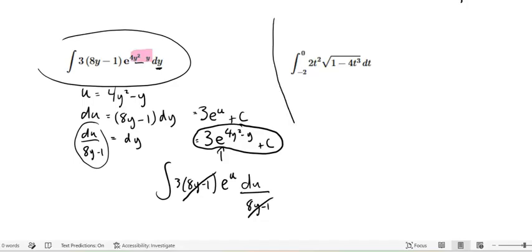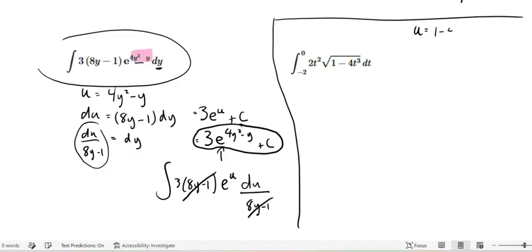All right, and then the next step would be to deal with a definite integral with u substitution. So in this case, I let u equal 1 minus 4t cubed. du is negative 12t squared dt. dt is du over negative 12t squared.